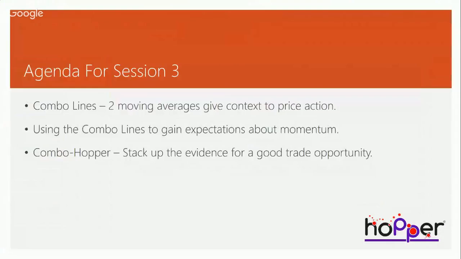And we're ready. Okay, I'm Jennifer, and this is the agenda for session number 3 of the MACD live trading webinar series. Today, I'm going to introduce you to the combo lines. The combo lines are 2 moving averages that give context to all price action. I'm going to share with you a strategy straight out of the combo method of trading. We're going to put it together with the MACD. How using the combo lines you can gain expectations about momentum on where it might be located on your charts, kind of a good thing to know. And I'm going to put them together and show you a strategy called the combo hopper, and it's where we stack up the evidence for a good trade opportunity.